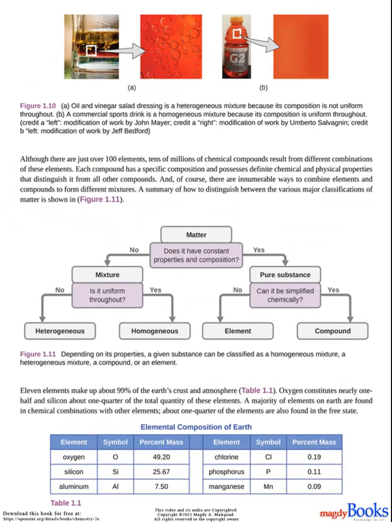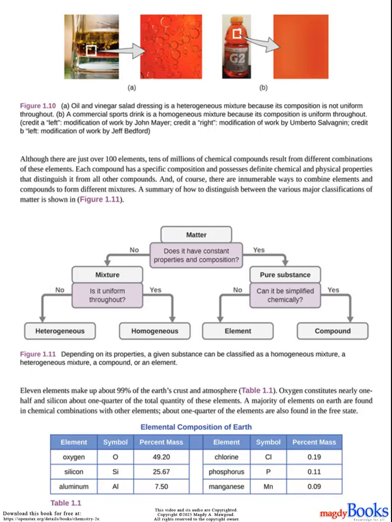Figure 1.10. A. Oil and vinegar salad dressing is a heterogeneous mixture because its composition is not uniform throughout. B. A commercial sports drink is a homogeneous mixture because its composition is uniform throughout. Credit A left: modification of work by John Mayer. Credit A right: modification of work by Umberto Salvagnin. Credit B left: modification of work by Jeff Bedford.